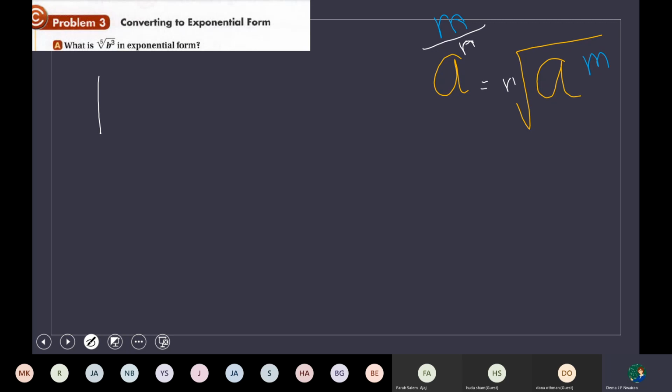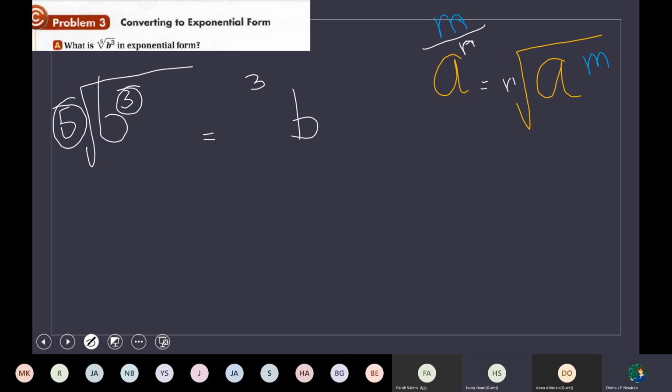I will write b. Then, what is the number that is written down? 3. So it will be 5 over 3. Up. And what is the 5? Where is the 5?